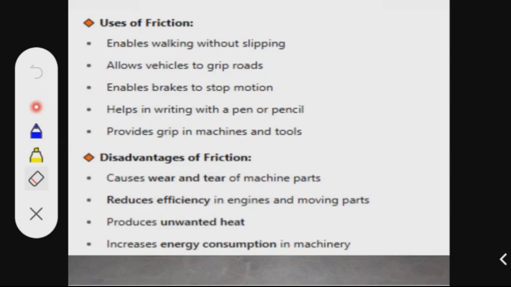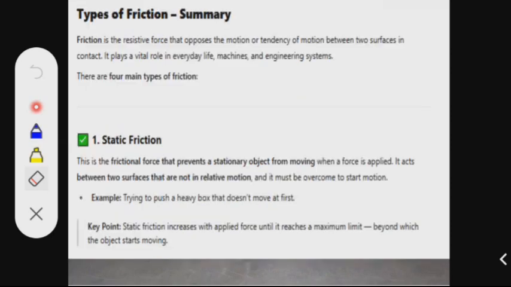So let's go to the next slide. Types of friction. I hope everyone can see my screen. Yes, sir.